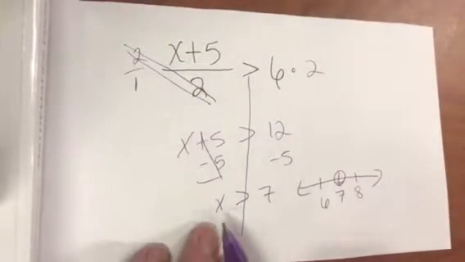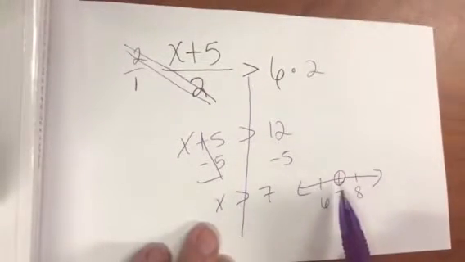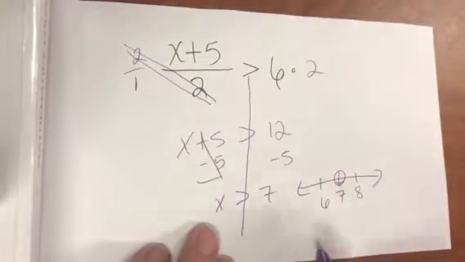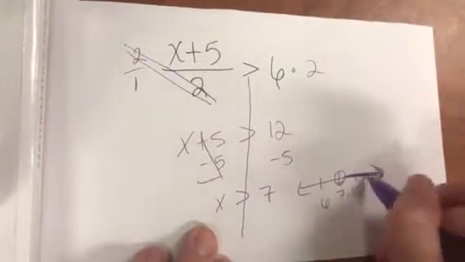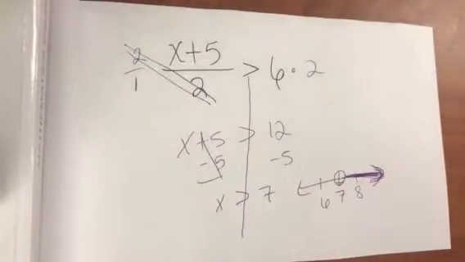That means it cannot be 7. So, is 6 greater than 7? No. Is 8 greater than 7? Yes. So that means I need to shade this way. It's greater, so it goes to the right. Now, I said no negatives, but I have to do one. That's fine.